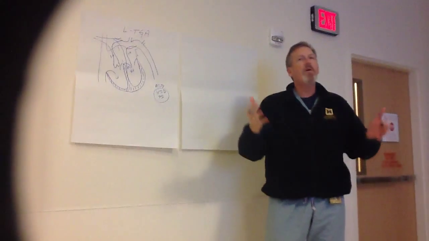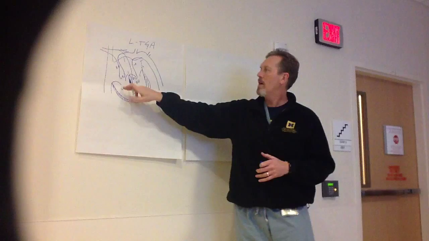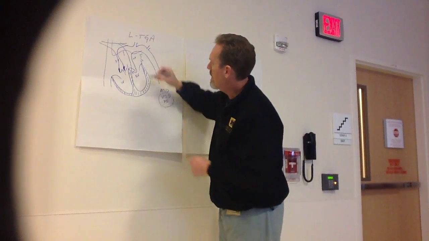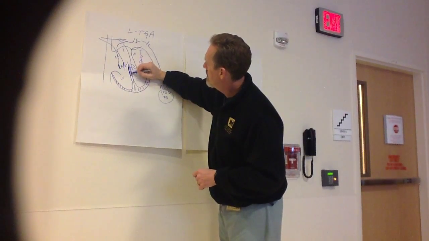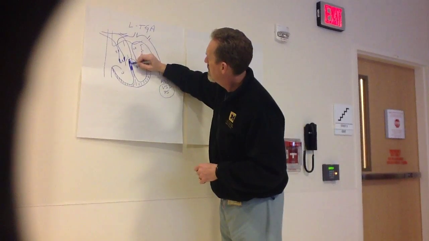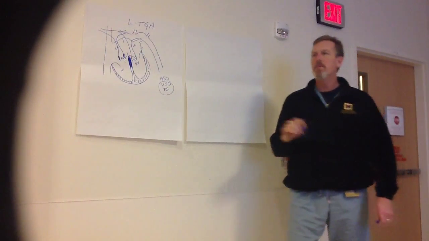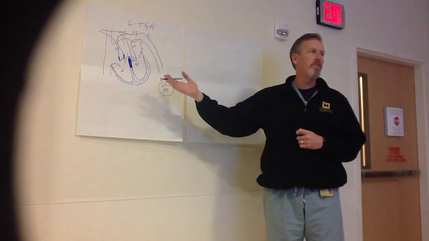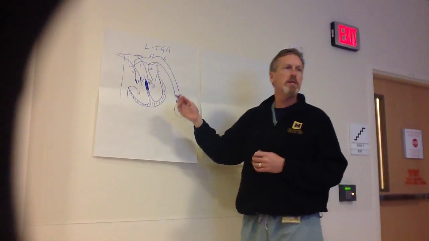Now think about that. What is L-transposition, pulmonary artery coming off the LV, pulmonary stenosis? I can't erase, but let's just say we have a big VSD here. What's that act like? Tetralogy flow. It's the same thing. This heart doesn't care that the left ventricle is on the right and the right ventricle is on the left. So this acts very much like tetralogy flow.